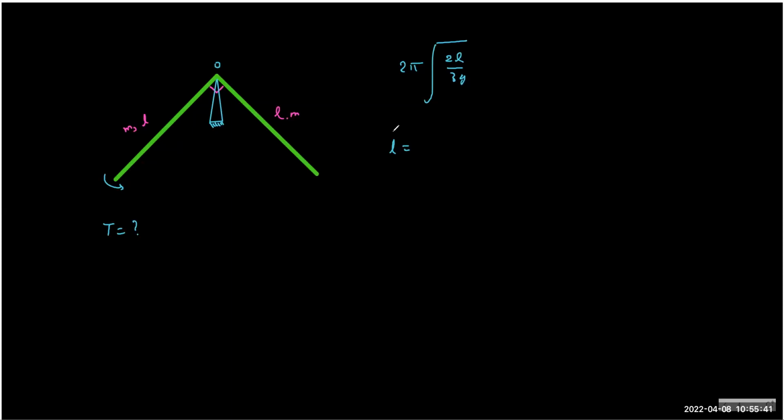Unless you know L, you cannot get the answer. How can you use L without knowing it? That's impossible. L is called the length of the pendulum. And what is the definition? It is the separation distance from the hinge to the center of mass. So where is the center of mass of the system? It is in between, at the middle point here.